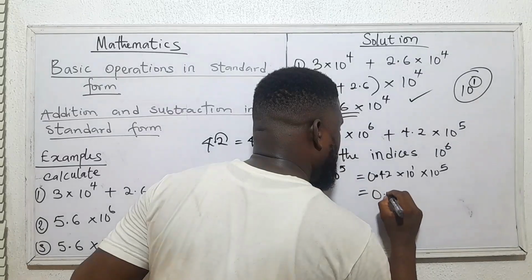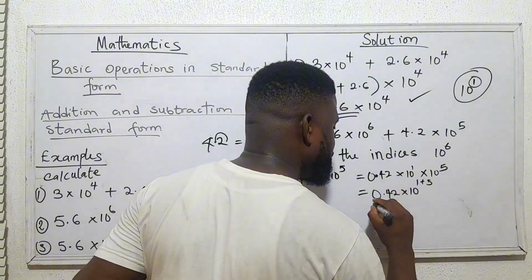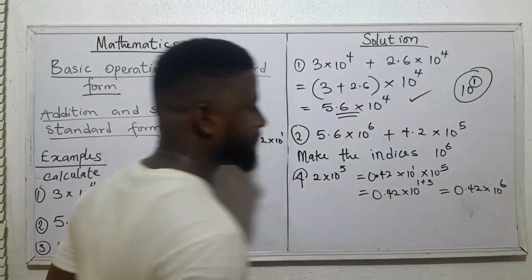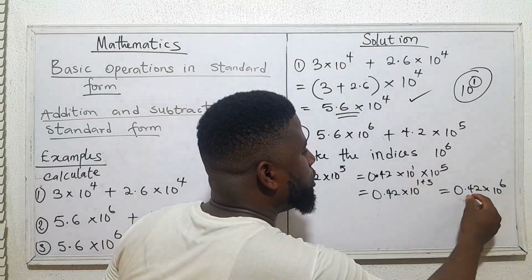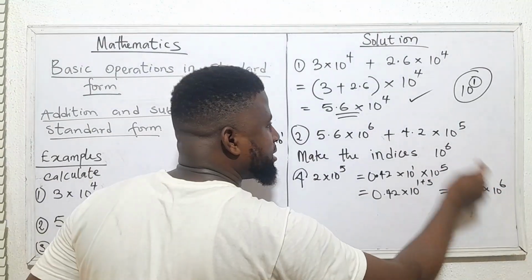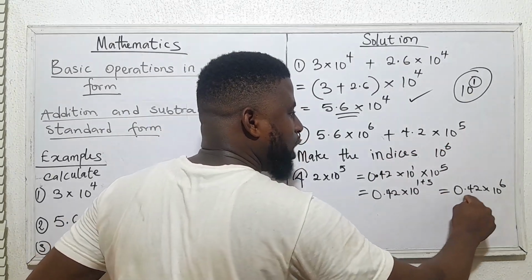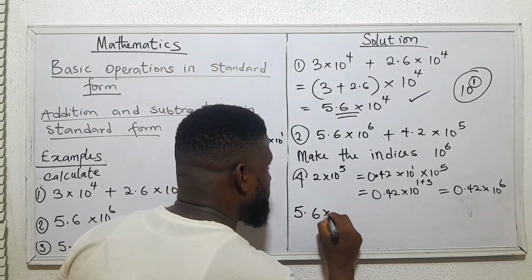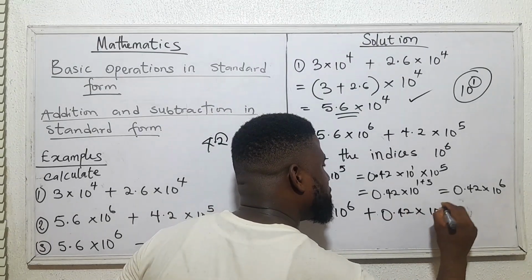This will give me 0.42 times 10 raised to power 1 plus 5, according to indices, which is 0.42 times 10 raised to power 6, right? So now, we have this second number to 10 raised to power 6. We've raised 10 raised to power 5 to 10 raised to power 6. So their indices are now the same. 4.2 times 10 raised to power 5 is now the same as 0.42 times 10 raised to power 6. So the question is now 5.6 times 10 raised to power 6 plus 0.42 times 10 raised to power 6.